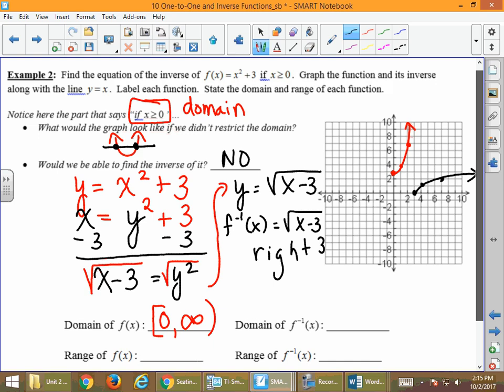By the way, I did stick with positive values. Technically, when you take the square root of something, like the square root of 4, the square root of 4 is not only 2, but negative 2. But because x was greater than or equal to 0, I left it with our positive values here. So we've graphed our function. Here's the function in red. We graphed our inverse. That's in black.